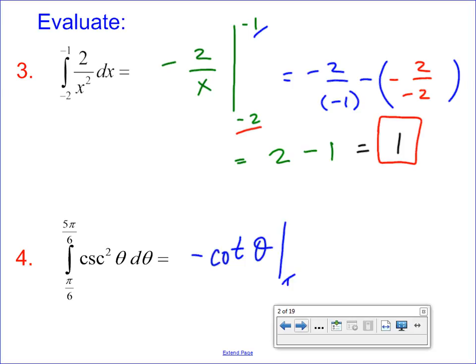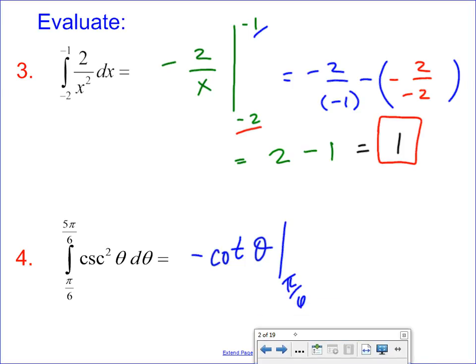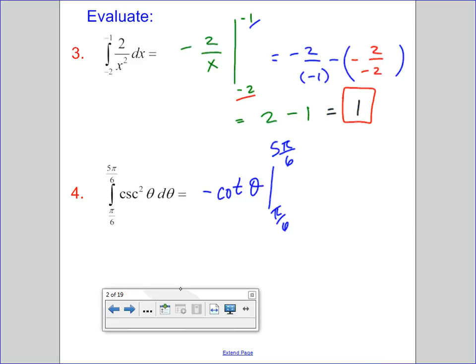Evaluate it from pi over 6 to 5 pi over 6. Awesome. What a great chance to work with our exact values and trig functions. So here we go. 5 pi over 6 in the cotangent. Recall cotangent is the quotient of cosine over sine.